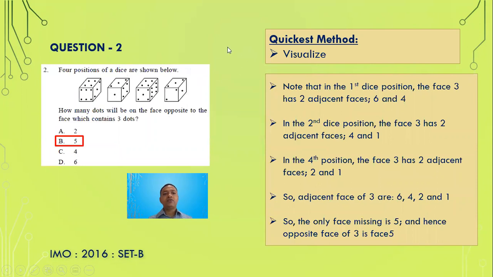Find the positions of a dice as shown below. So you got 4 positions. In the first dice position, face 3 has 2 adjacent faces, 6 and 4. In the second position, face 3 has again 2 adjacent faces, 4 and 1. And more importantly, in the fourth position of the dice, face 3 has again 2 adjacent faces, 1 and 2, isn't it? So all the adjacent faces of 3 are 6, 4, 2 and 1.